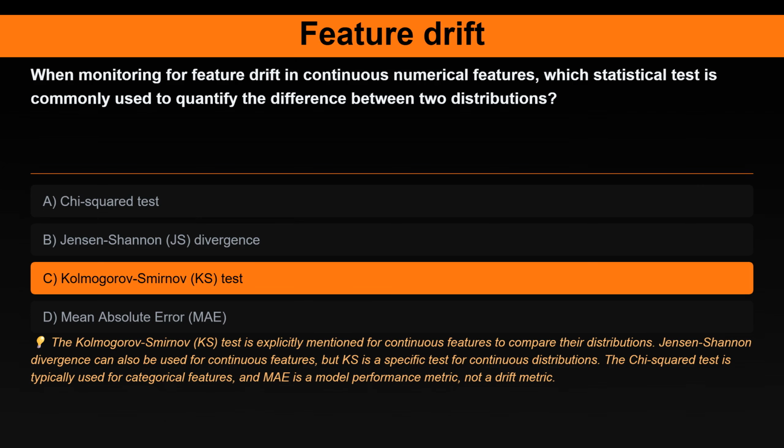The correct answer is Kolmogorov-Smirnov, KS, test. Here's the explanation. The Kolmogorov-Smirnov KS test is explicitly mentioned for continuous features to compare their distributions. Jensen-Shannon divergence can also be used for continuous features, but KS is a specific test for continuous distributions. The chi-squared test is typically used for categorical features, and MAE is a model performance metric, not a drift metric.